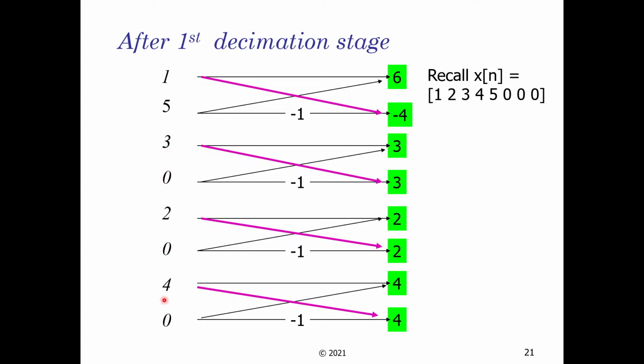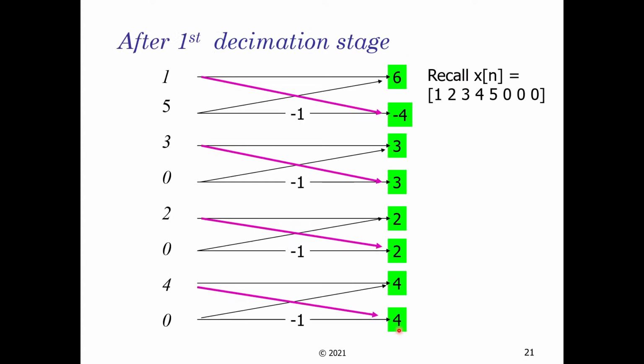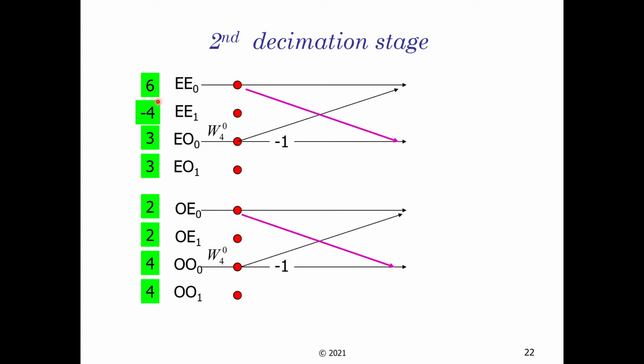Similarly, for the other pairs here, there's going to be 3 plus 0, so we get 3. Then 3 plus 0 by -1, so we get a value of 3. 2 plus 0, so that's 2. Because of the 0 here, we also get 2. Same thing for the 4 and 0, it's going to be 4 and 4. So this gives us the output of our first decimation stage. We then take the output of our first decimation stage and put it in as the input of our second decimation stage.